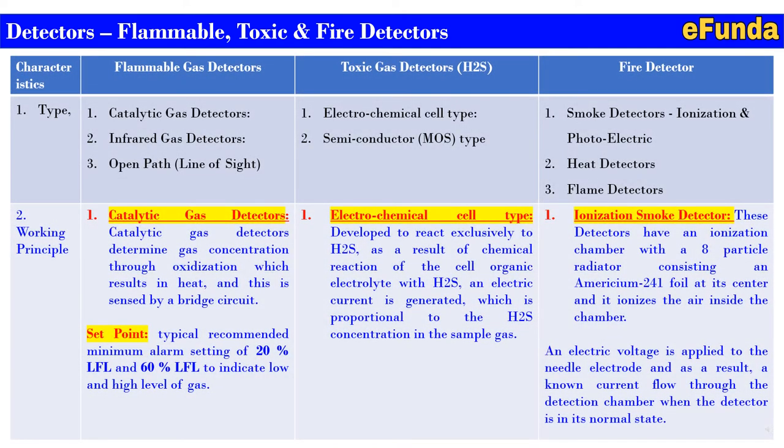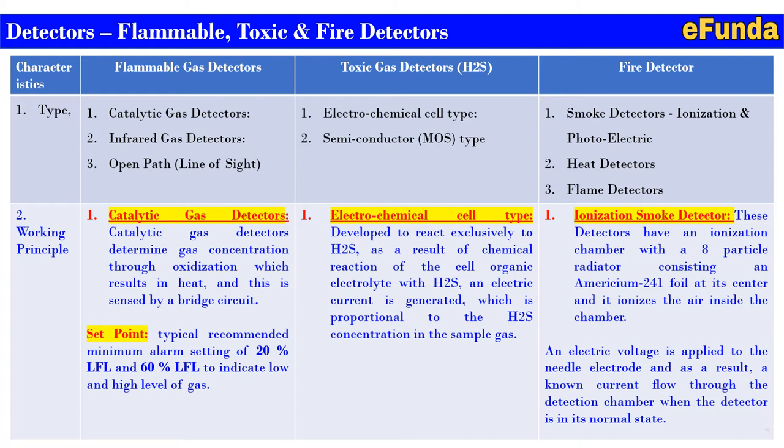Going on to the detectors and their types, we will see their characteristics and comparison between flammable gas detector, toxic gas detector and fire detector. Let's have the table for us. First characteristic, that is type. Under flammable gas detector, first is the catalytic gas detector, second infrared gas detector, third open path, that is line of sight. Under toxic gas detector, that is H2S, electrochemical cell type, second semiconductor, that is MOS type. Under fire detector, smoke detector, that is ionization and photoelectric type. Further, the heat detector, and third one is the flame detector.